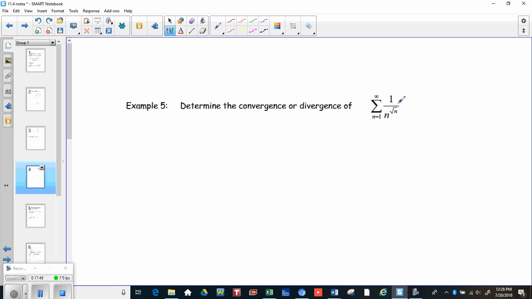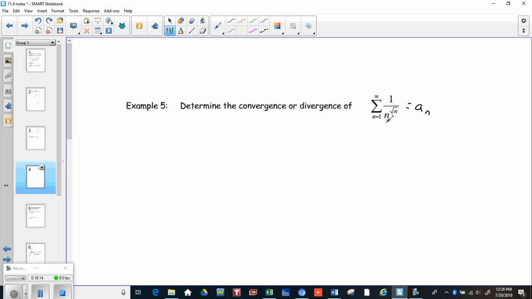Okay, this one's a little bit different looking. I've got 1 over n to the square root of n. I believe this is what's called an iterated function, because you've got a base and an exponent, which are both changing as n gets bigger. You're plugging in the same thing for both of them. So we'll call this a sub n.